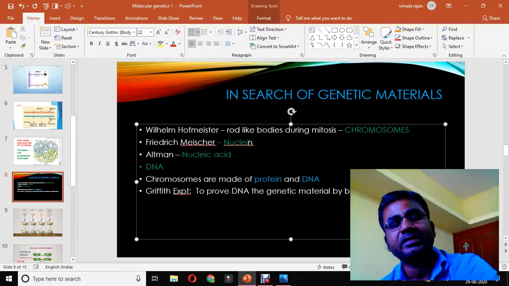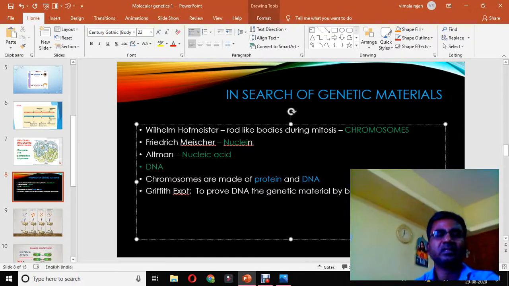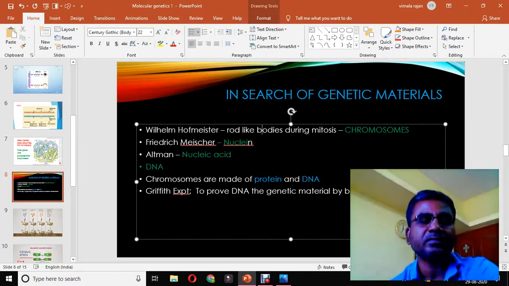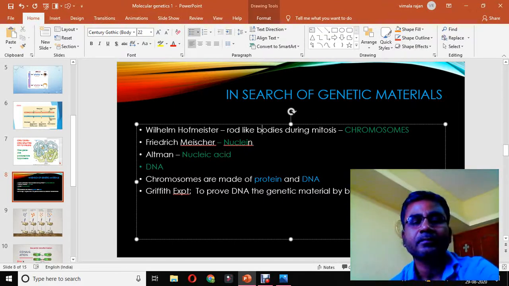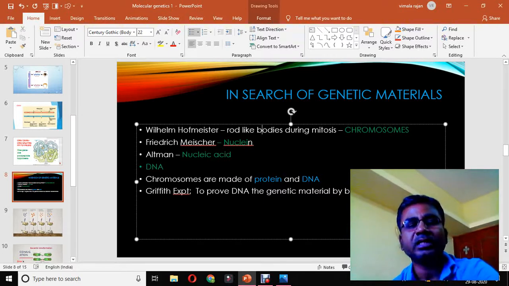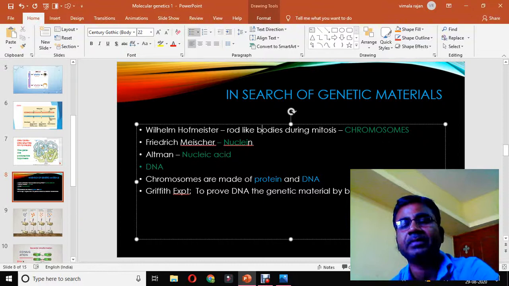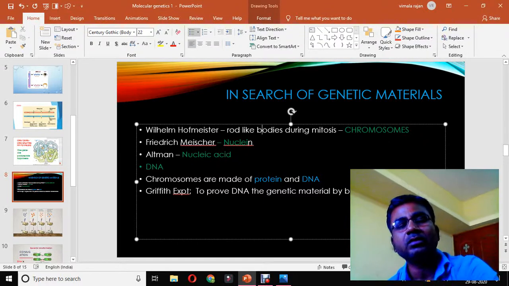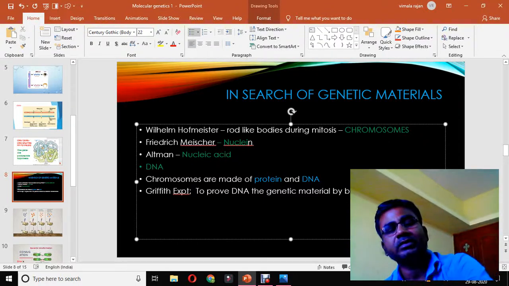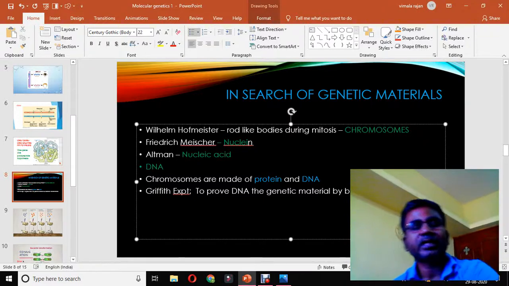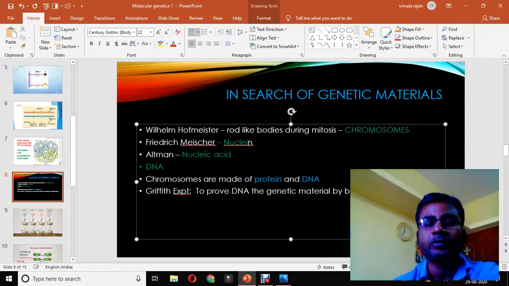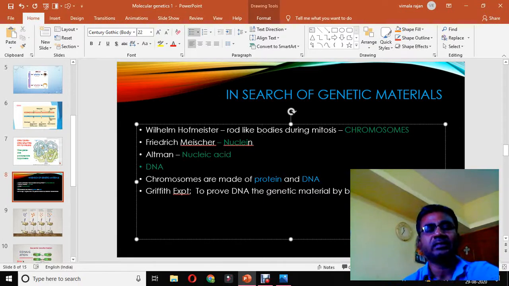The third scientist, Altman, named the genetic material as nucleic acids. And after that, it was named as DNA. So this is the history of the invention of the genetic material. First, it was named as chromosomes, and then nuclein, and then nucleic acids, and now DNA. Actually, chromosomes are made of protein and DNA.